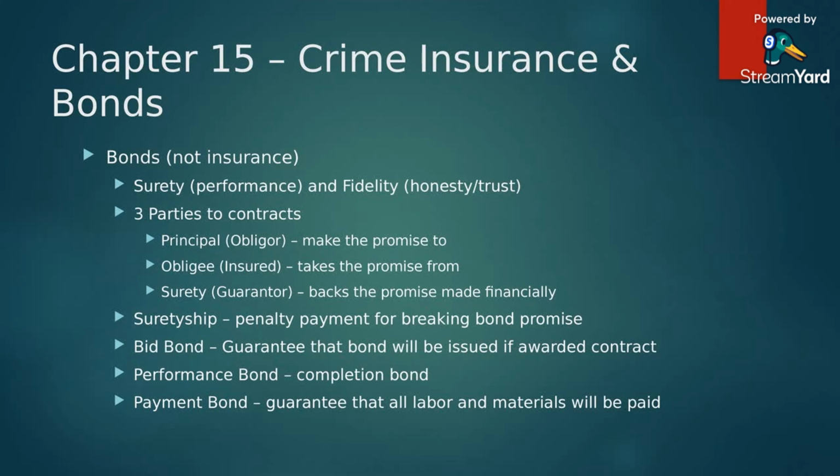and fidelity bonds, which are guarantees of honesty and trust. Now, there's three parties to a bond contract. The principal, also known as an obligor, this is who makes the promise to, and the promise is made to the obligee, also known as the insured. This is the one that takes the promise from the principal or the obligor.